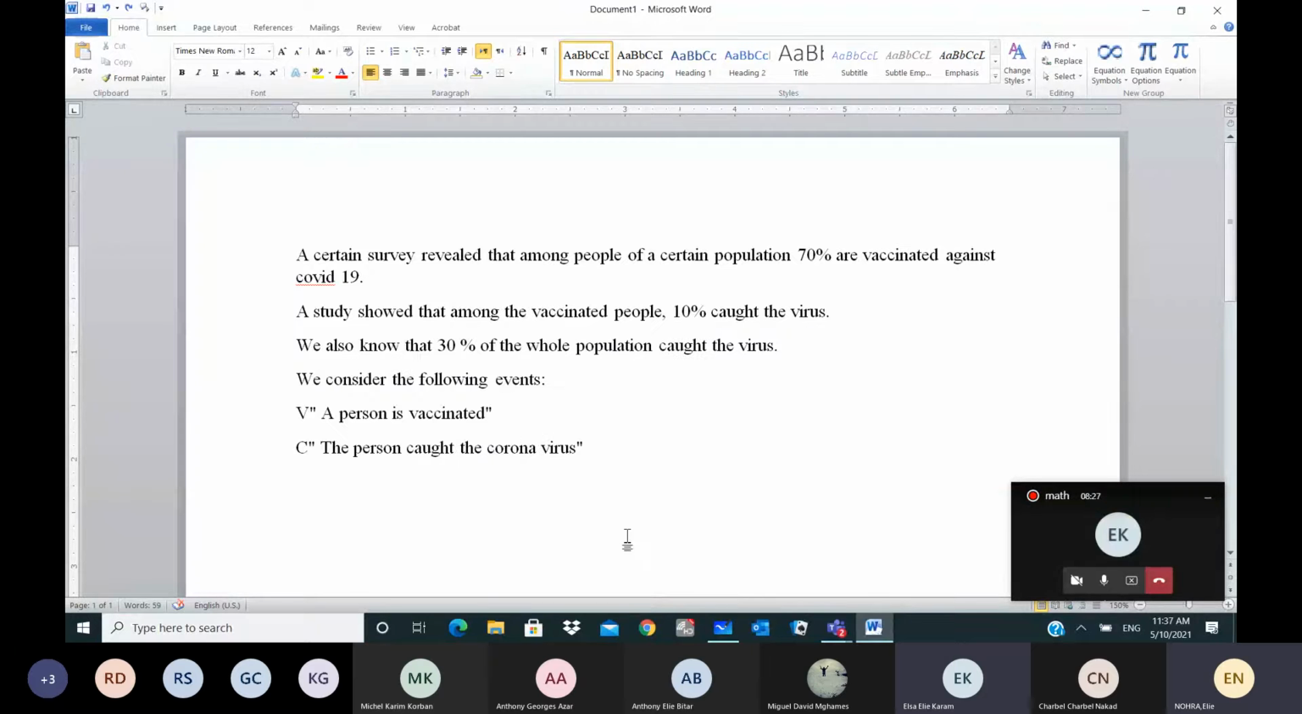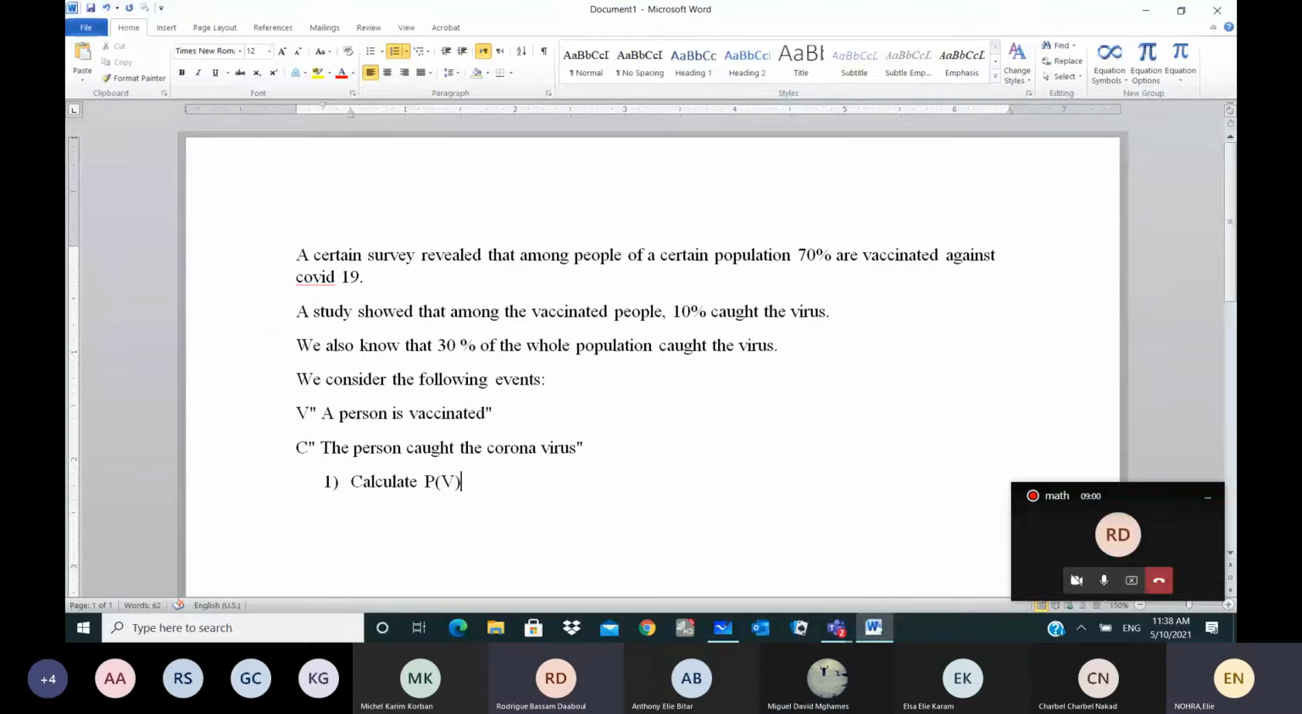Sir, I have a question. The 10% of the vaccinated, are they also part of the 30%? This is the trick, and if I answer you, I would be giving you everything about the exercise. Hold on a second.